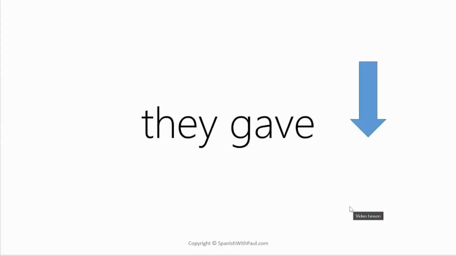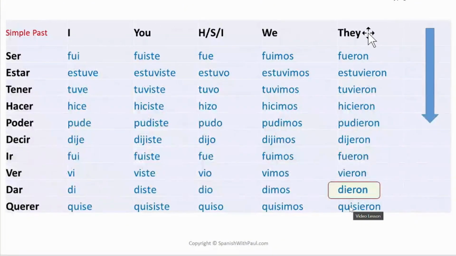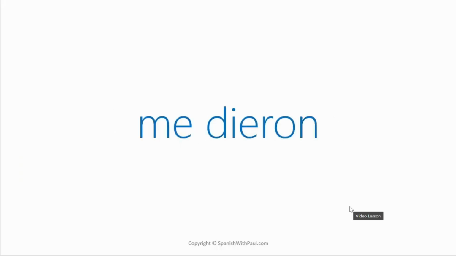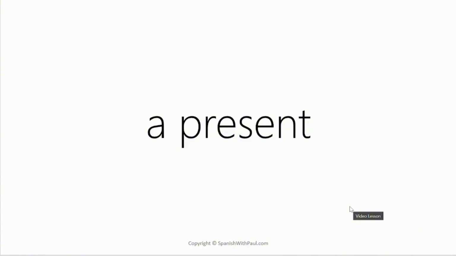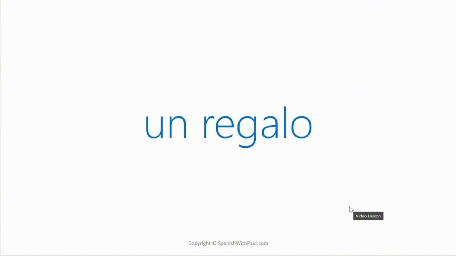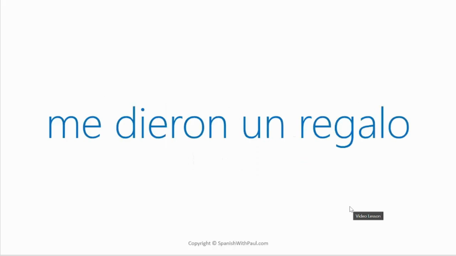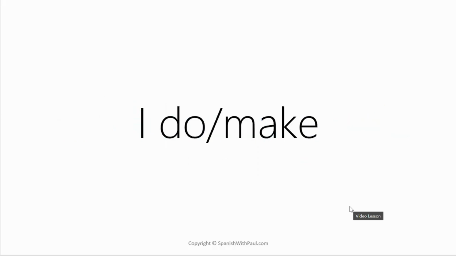If we wanted to express something like they gave, so here we are in simple past. It's not they were giving, but they gave. So here we have the arrow downwards. Consulting that chart, we would go to the angle of they, and then dar is the verb to give. So they gave, the sound would be dieron. So dieron, they gave. How would you say they gave me? Me dieron. The word for a present is un regalo. Now say, they gave me a present. Me dieron un regalo.